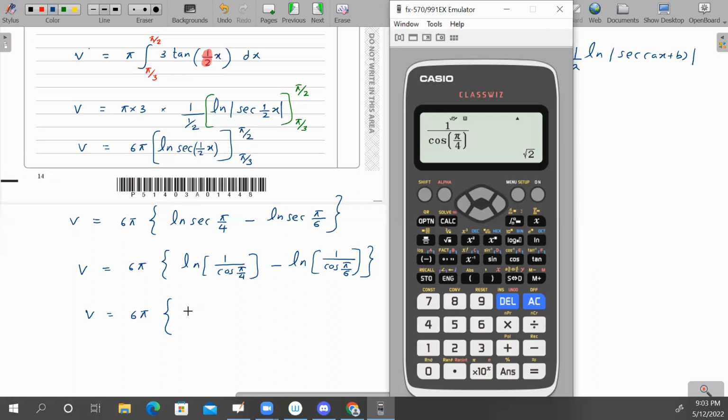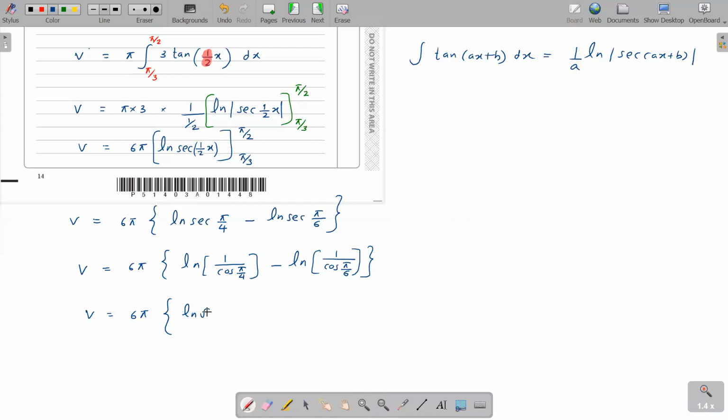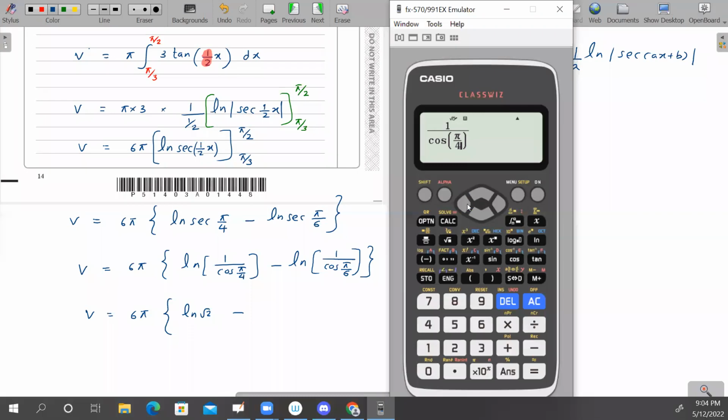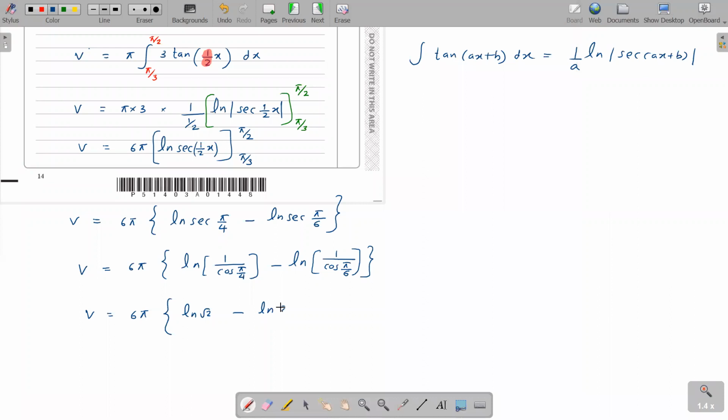So ln root 2. Can you understand? This is ln root 2 minus 1 over cos pi by 6. 1 over cos pi by 6 will be directly 2 root 3 over 3. So that's going to be, it's inside the ln function. So ln 2 root 3 over 3.